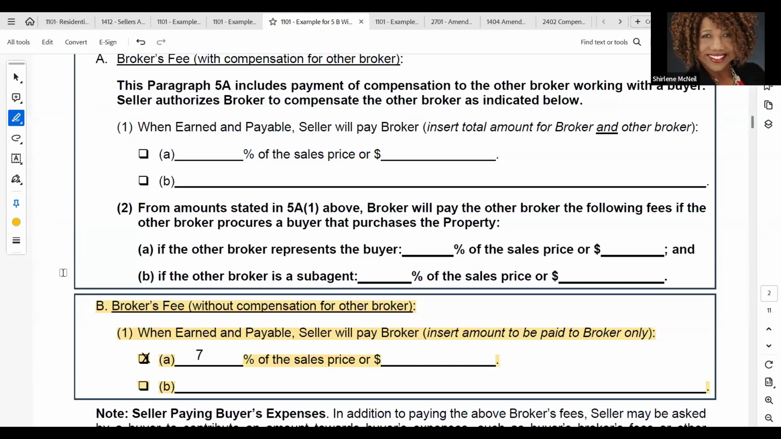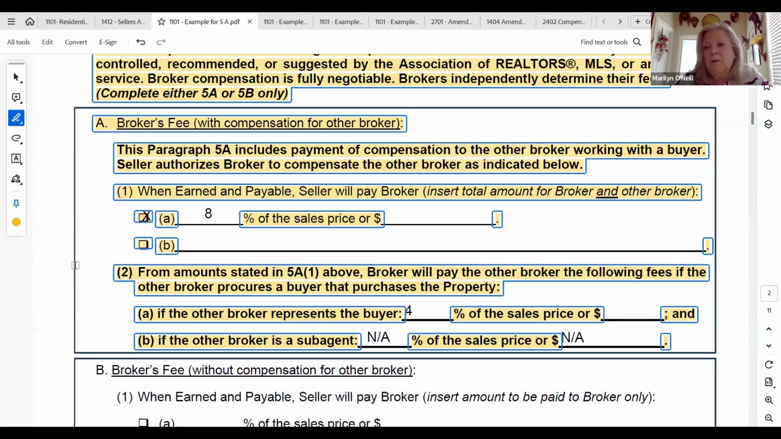Marilyn, on 5A, with compensation for other broker, it would be beneficial if they added "or unrepresented buyer" next to "compensation for other broker." Something to think about. It makes it clear that way. Well, this is the broker's fee with compensation for other broker. It doesn't talk about an unrepresented buyer. But this section applies to an unrepresented buyer, correct? Sure. And 5A1A is all the listing broker's compensation with an unrepresented buyer, unless you and the seller amend the listing for this buyer transaction only.